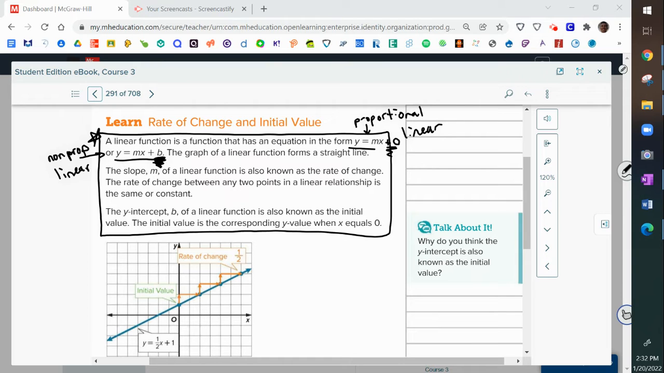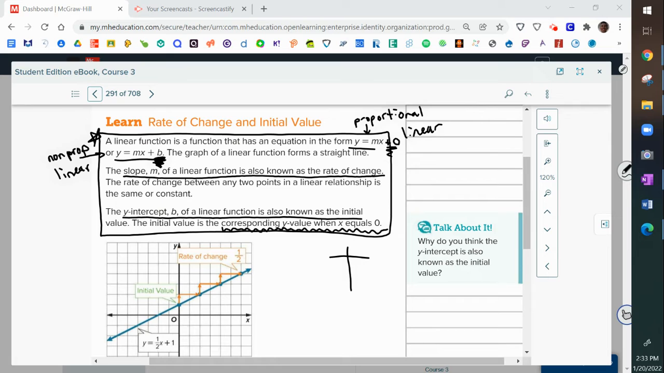Otherwise, let's see, anything else to review. The slope of a linear function is also known as rate of change. And then the y-intercept of a linear function is also known as the initial value. You can underline that. And then this is important. The initial value is the corresponding y value when x equals 0.